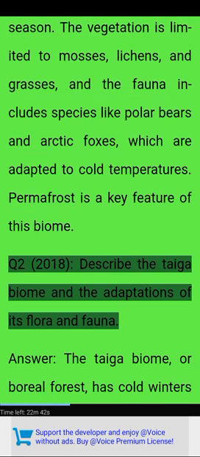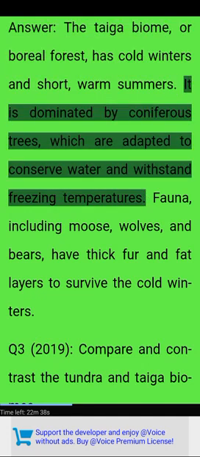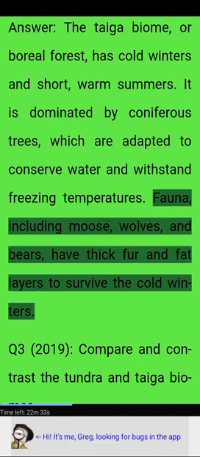Q2, 2018: Describe the taiga biome and the adaptations of its flora and fauna. Answer: the taiga biome, or boreal forest, has cold winters and short, warm summers. It is dominated by coniferous trees, which are adapted to conserve water and withstand freezing temperatures. Fauna, including moose, wolves, and bears, have thick fur and fat layers to survive the cold winters.